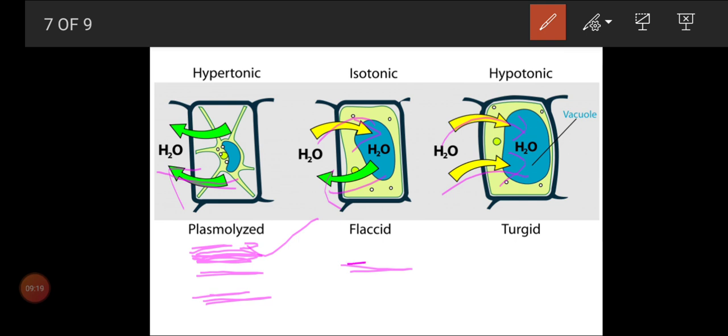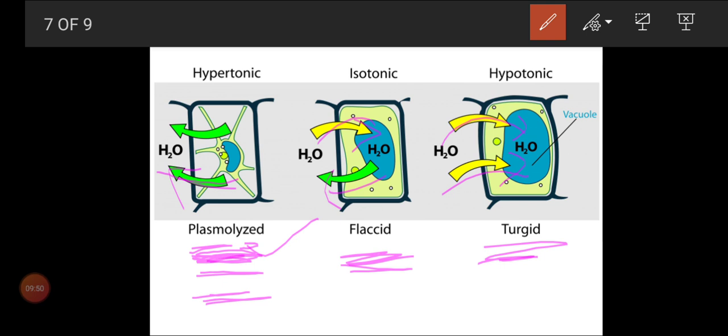So the condition we will call flaccid. If the raisin, the dry grapes, is kept inside the water, it automatically swells. If you keep a seed inside the water, the seed also swells. If the seed is swelled, that condition we will call turgid. Turgid means it swells and becomes big in size.